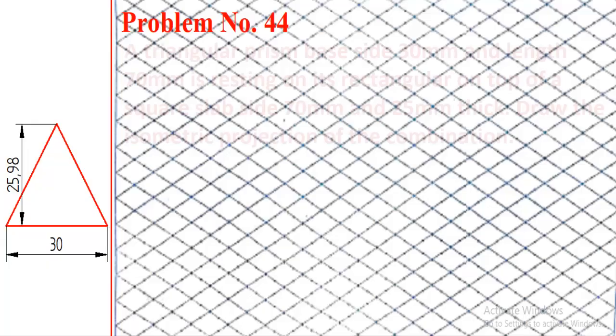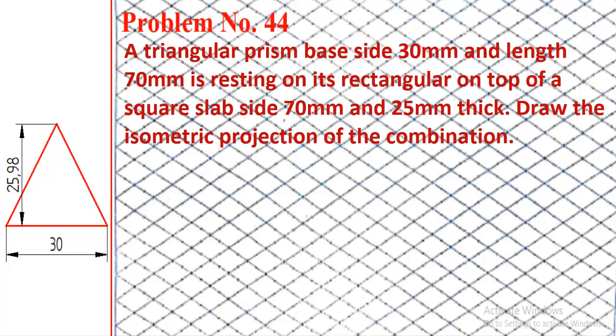The question is given like this. A triangular prism of base side 30 mm and length 70 mm is resting on one of its rectangular faces on the top of a square slab side 70 mm and 25 mm thick. Draw the isometric projection of the combination.